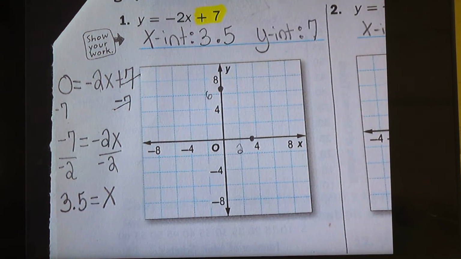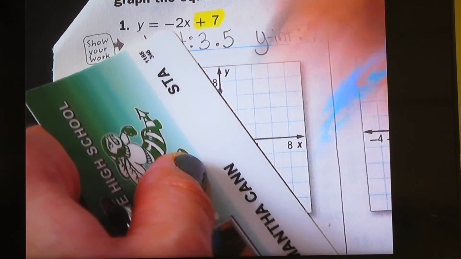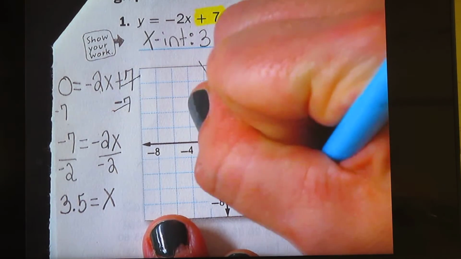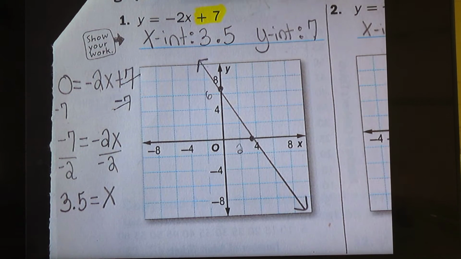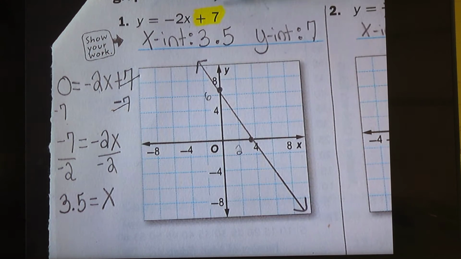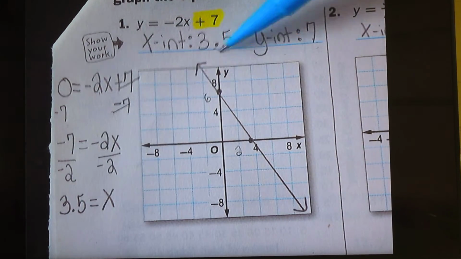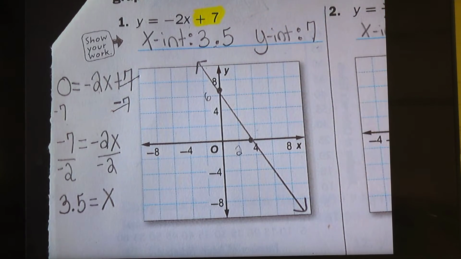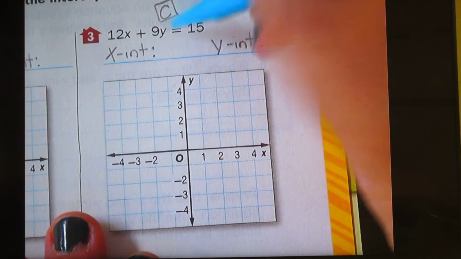I have those points graphed, so I take my ID and connect and draw my arrows. I always tell my students to do that. So, if you have it in slope-intercept form, mx plus b, your constant is your y-intercept. Put 0 in, solve your two-step to get your x-intercept. Plot both points, connect.